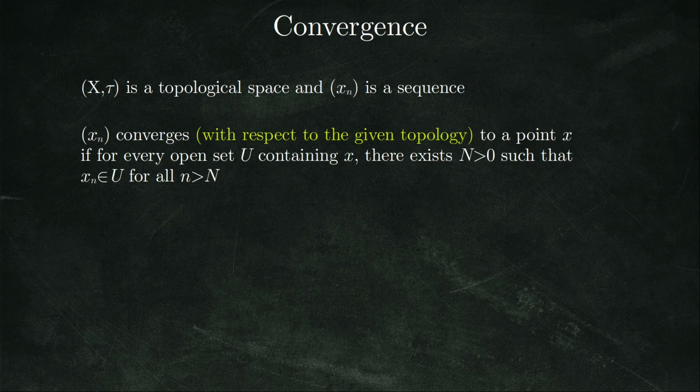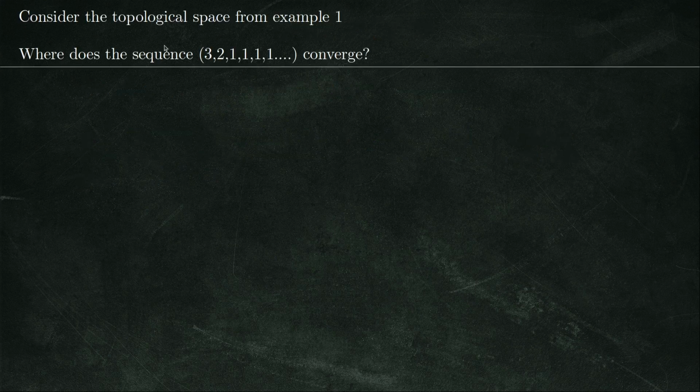And note that unlike in metric spaces, it's perfectly possible in a topology for a sequence to converge to multiple limits. Consider the topological space from example 1, so that's the finite topological space. Where does the sequence 3, 2, 1, 1, 1, 1, 1 forever converge? Well, looking at this, it's almost definitely going to converge to 1, but let's check. Remember, topologies can be a bit weird.